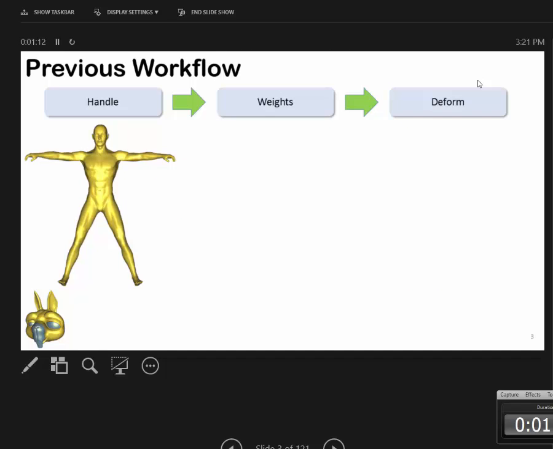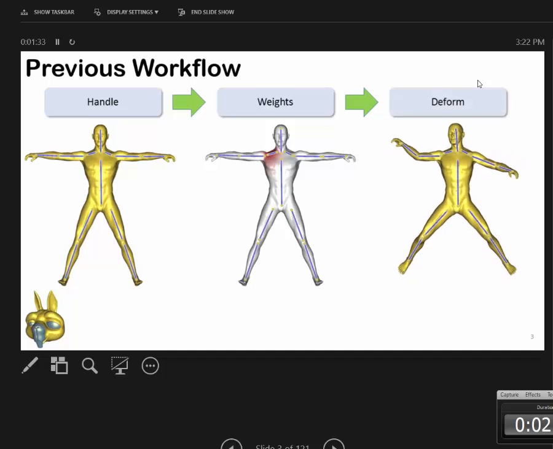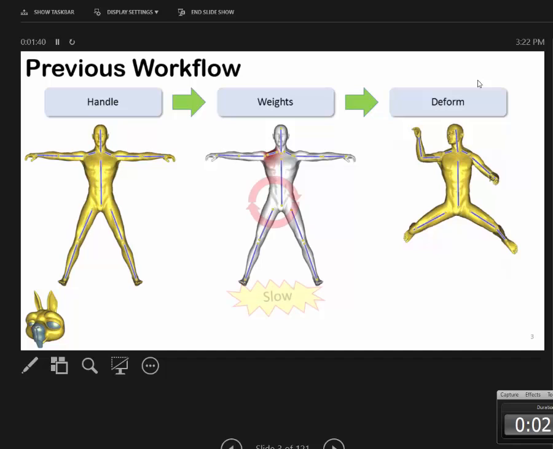Let's look at the pipeline of previous methods. The user first needs to specify the control structures, like a skeleton, and then compute the corresponding weights for it. Finally, the user can start the actual fun part of deforming the shape. If handles are changed, the user really needs to start from the very beginning, which is inefficient because computing weights is slow using previous automatic weights.